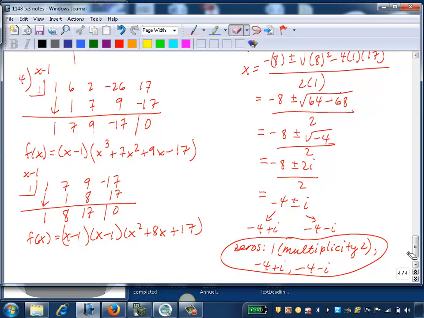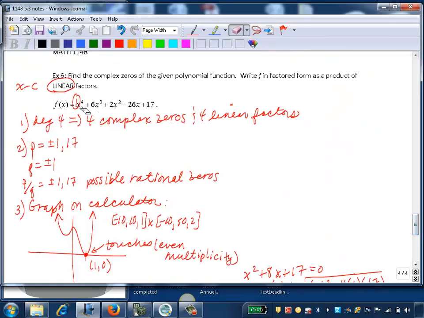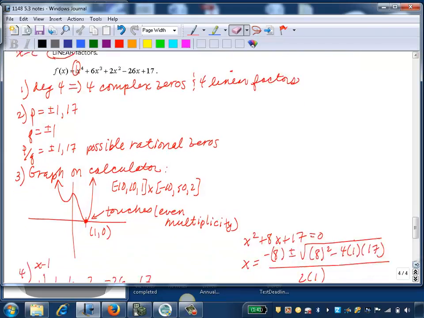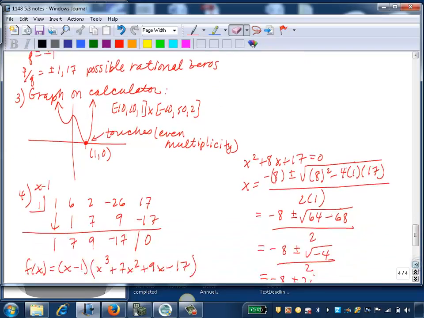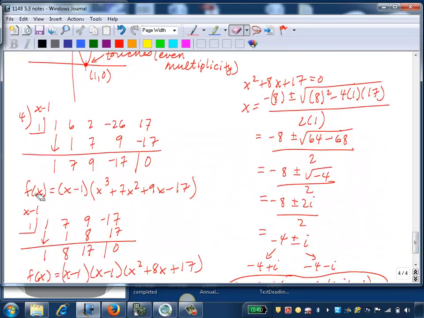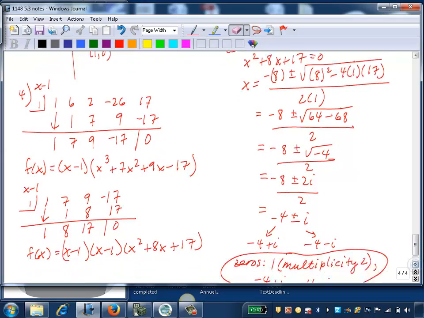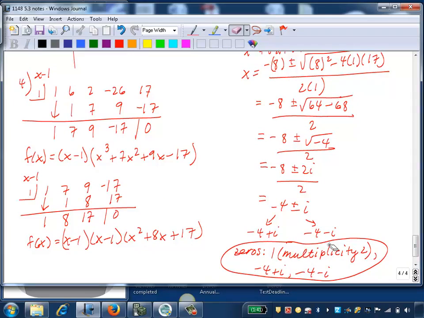So if we look back up here at the top, we had a degree 4. We needed 4 complex zeros. We were able to see one of them on the graph. That's the x-intercept. That's the real one. But since it touched, we knew we had even multiplicity. So we actually divided by x minus 1 twice to verify that that x minus 1 was actually a squared factor. So in your list of zeros, you need a total of 4. This 1, because of the multiplicity, it's like it counts twice. Then your remaining 2 are imaginary, and that makes sense because we couldn't see them on the graph.